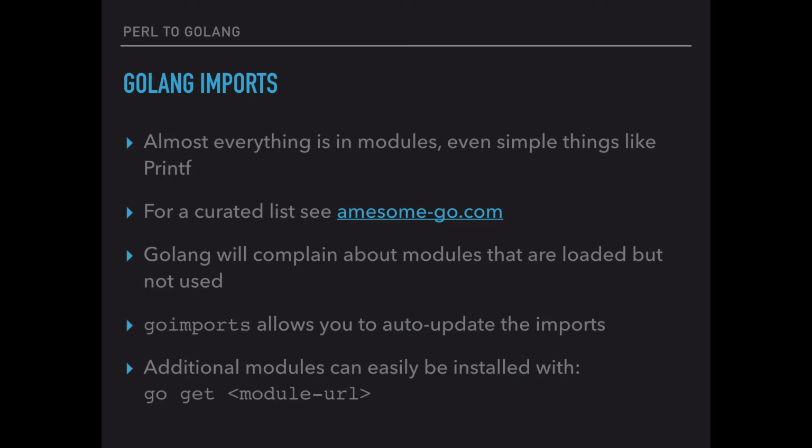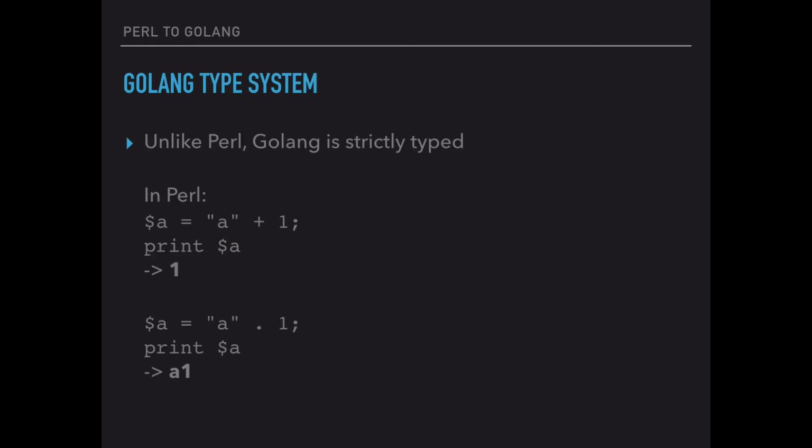To make module management a bit easier, you can use the go imports command to have your import statements automatically updated. If you use an IDE to write your code, you can integrate this so that it is automatically run when saving. You can install new modules using go get. This will get you the latest version of that module. The module URL does not need a protocol such as HTTP or HTTPS.